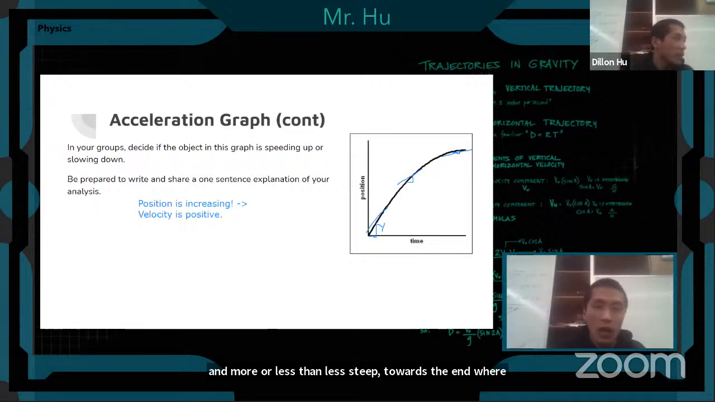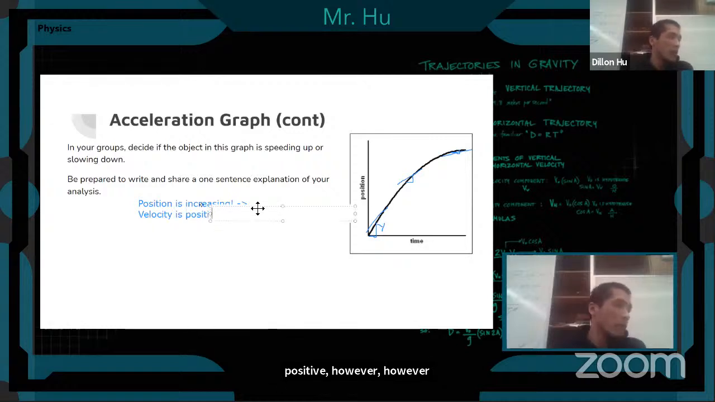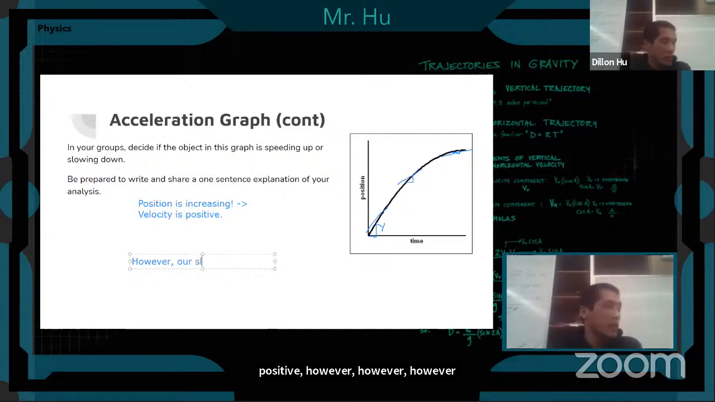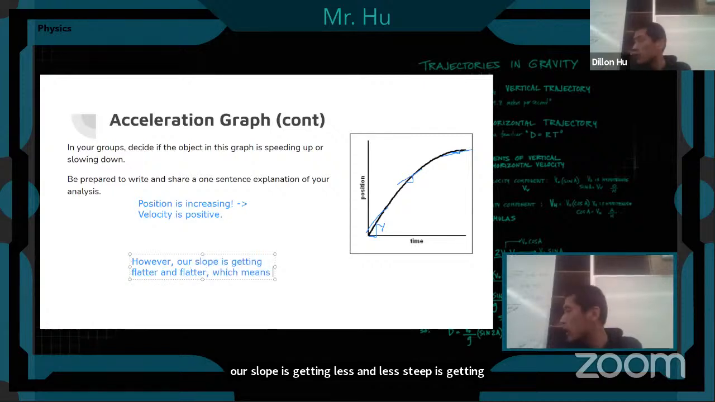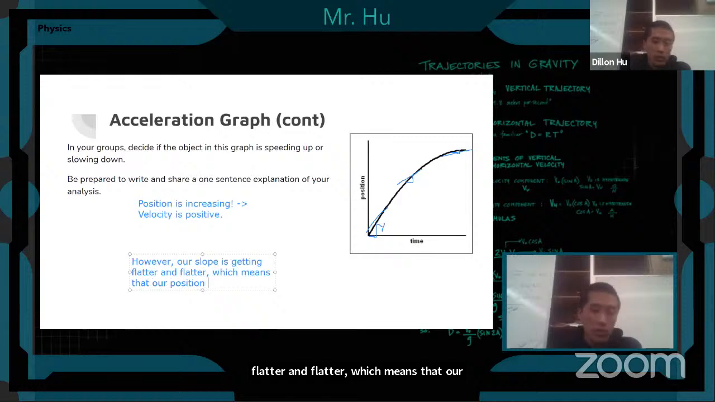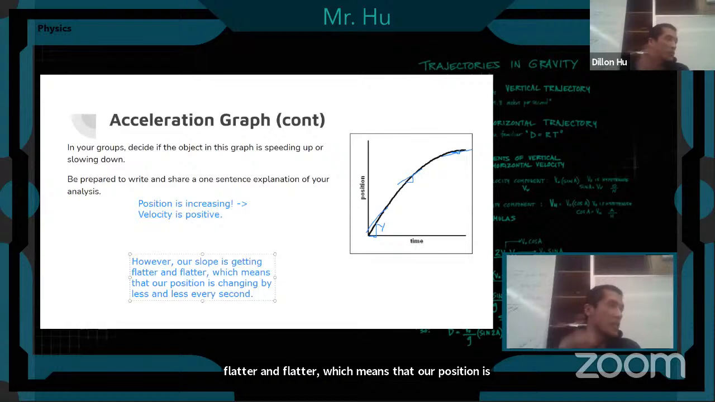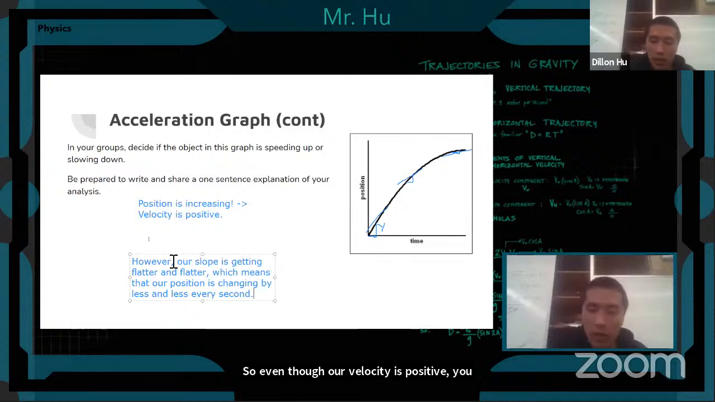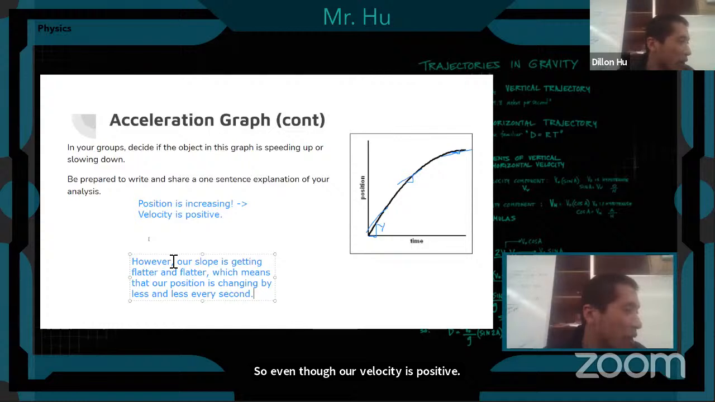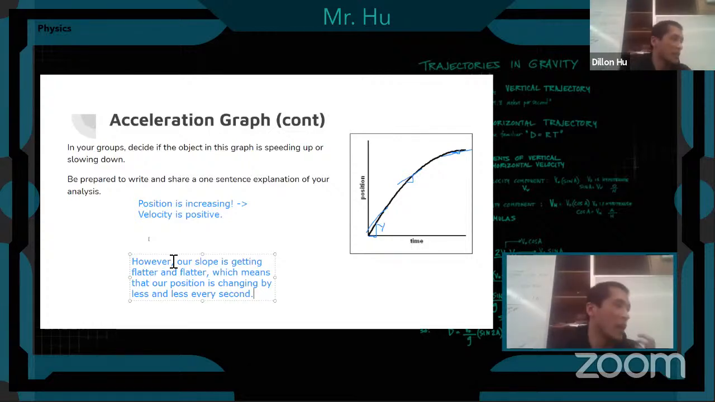So our position is increasing and our velocity is positive. However, our slope is getting less and less steep. It's getting flatter and flatter, which means that our position is changing by less and less every second. So even though our velocity is positive, we are actually slowing down. So we're going from a positive velocity to 0. And in this case, that means we have a negative acceleration. Our velocity is going from positive to 0.